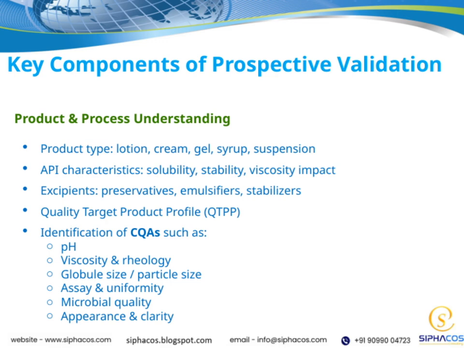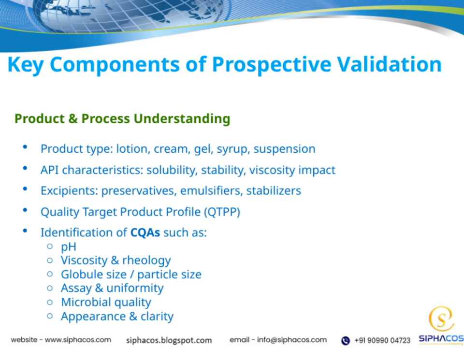Excipients play a crucial role in formulation as well. Preservatives are essential for microbial stability. Emulsifiers help blend ingredients that normally don't mix well, and stabilizers maintain the integrity of the product over its shelf life. Moving on, the Quality Target Product Profile, or QTPP, serves as our blueprint for quality.